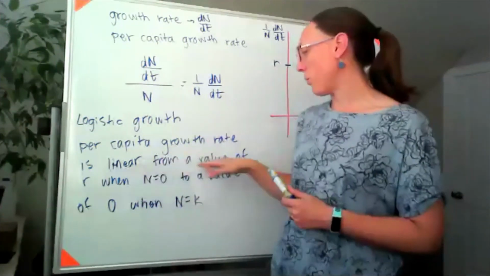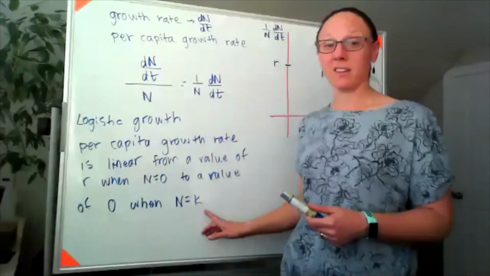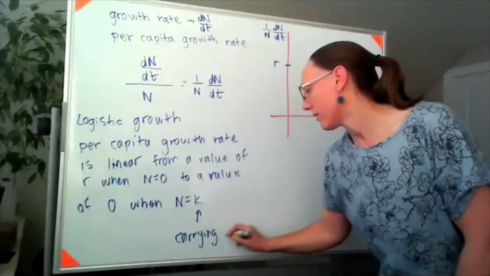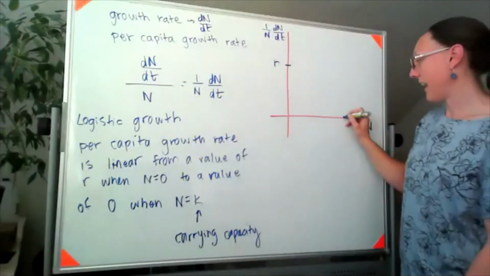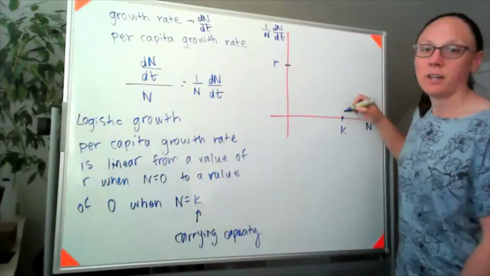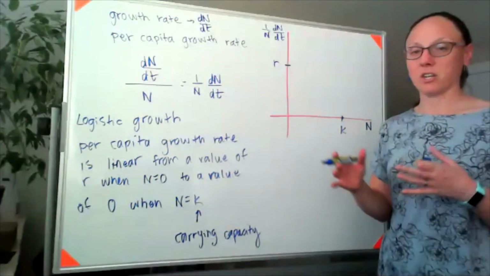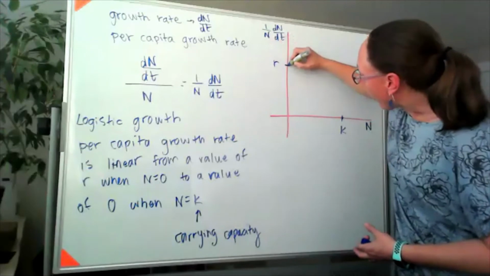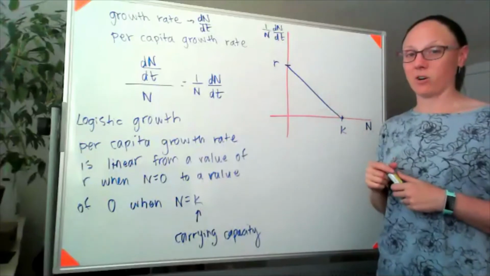Now when we get to some point where my population has reached a value of K, and we usually talk about K as the carrying capacity, when I've reached a value of N equals K, then the per capita growth rate shrinks to 0. Meaning when we've hit that carrying capacity, the growth rate of my population stops. My population stops growing. So our logistic model comes from thinking about this particular linear relationship.